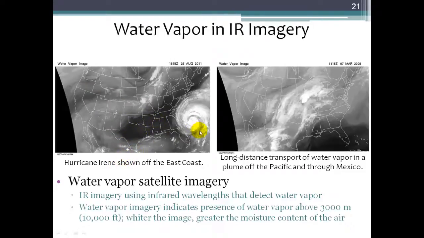So you can see here an image from August and an image from March 2009, typical kind of profiles for the US.